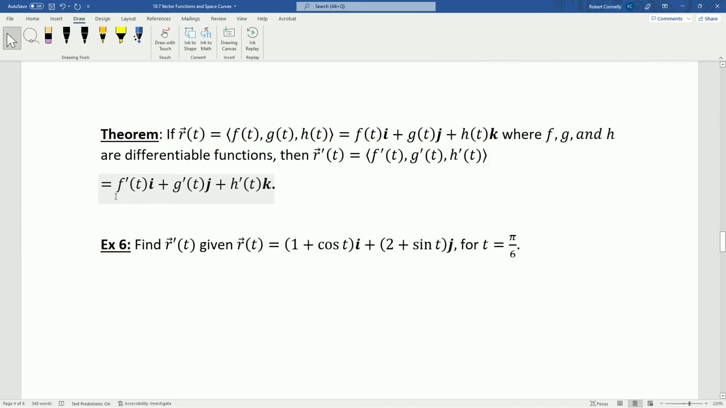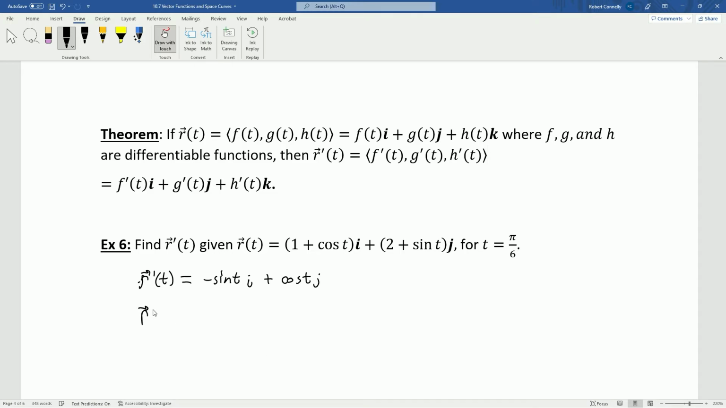So that means that for any derivatives that we can compute directly on components, we can just do exactly that. We don't necessarily need the definition unless it's something that we don't have a simple rule to compute. So if we want r prime of t, in this case, we just take this derivative. Derivative of 1 is 0, derivative of cosine is negative sine of t i, plus derivative of 2 is 0, derivative of sine is cosine of t j.